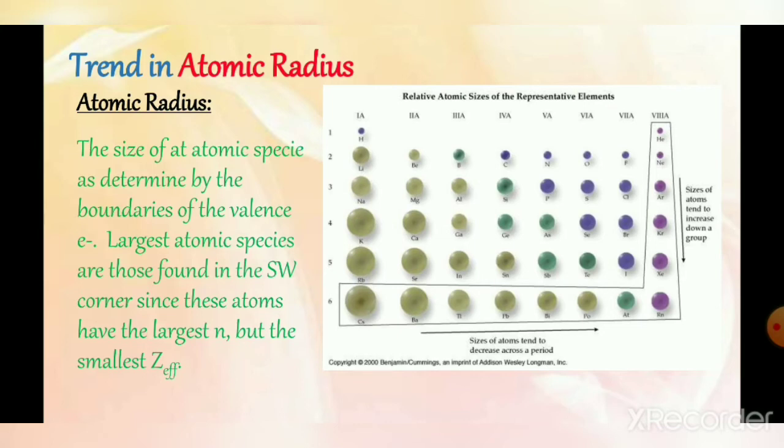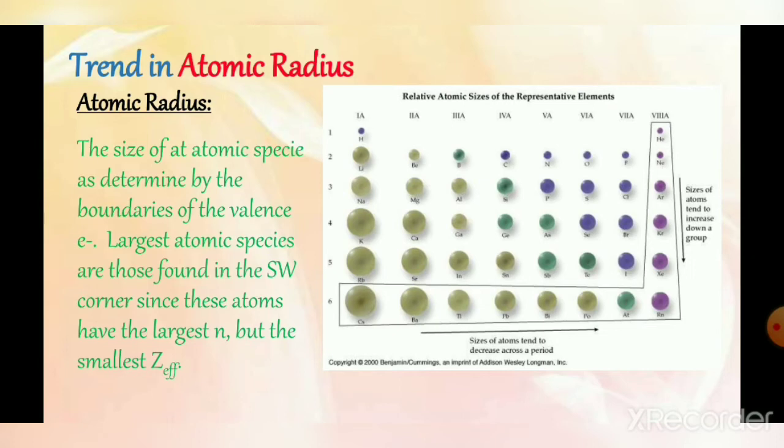And if we move from top to bottom, atomic size increases. But if we move from left to right, atomic size decreases. If you notice here the second period, that is from lithium to fluorine, atomic size goes on decreasing. That is, we can also say atomic radius goes on decreasing if we move from left to right in the periodic table, that is across the period.